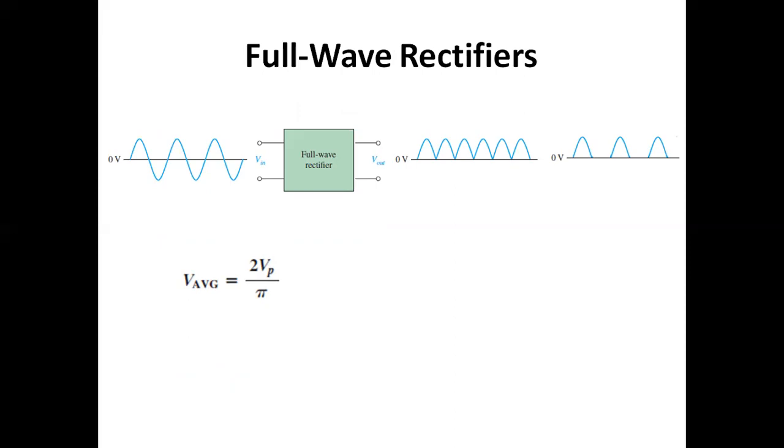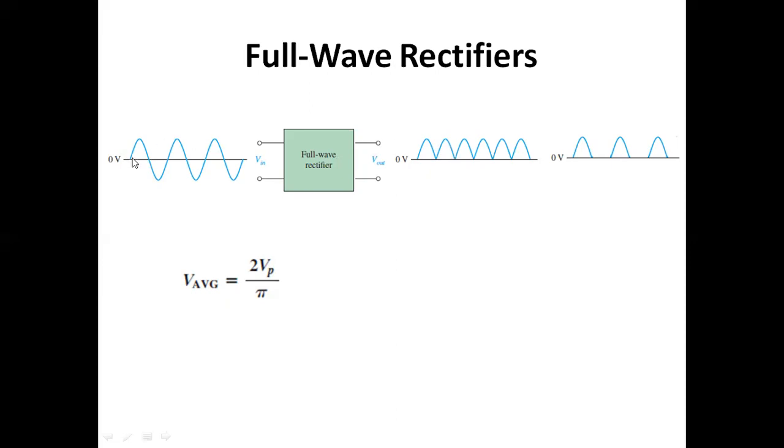Next, we look at the full wave rectifier. And now we need to distinguish between a full wave rectifier and a half wave rectifier. If you look at the output waveforms, this is the output waveform for the full wave rectifier, whereas this is the output waveform for a half wave rectifier. The difference is clear. A complete cycle of the input voltage starts from this point, goes to the positive maximum, then to zero, then maximum negative, then to zero. During that cycle, the full wave rectifier makes two cycles.